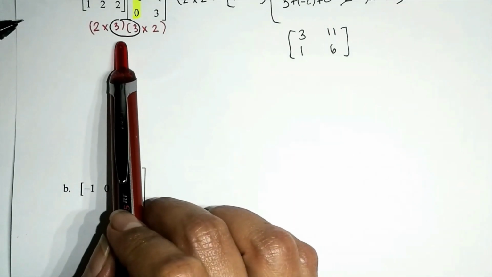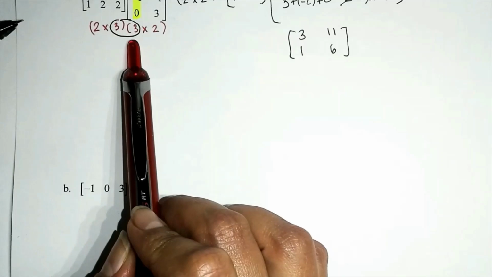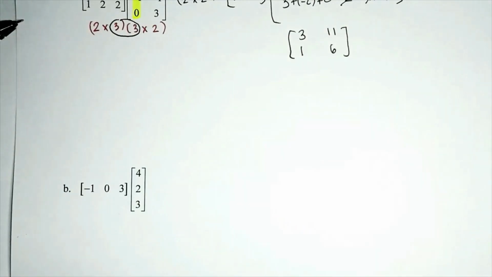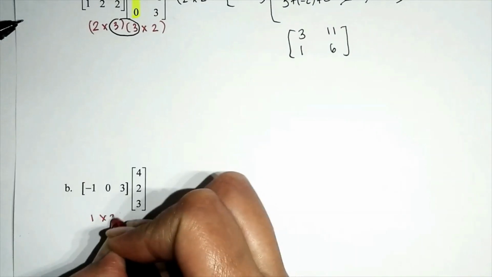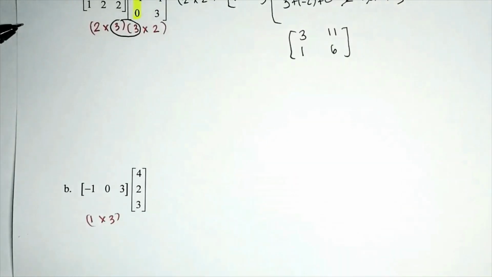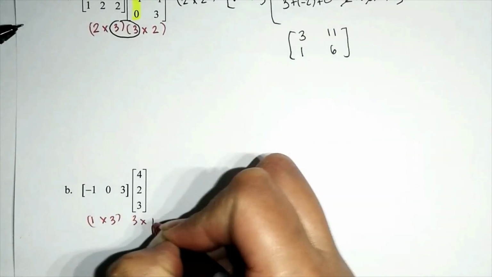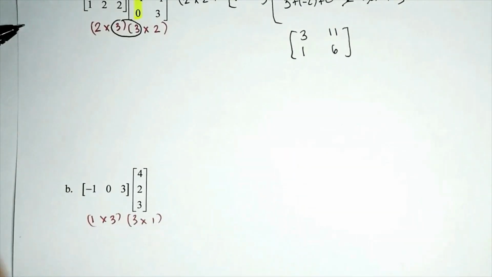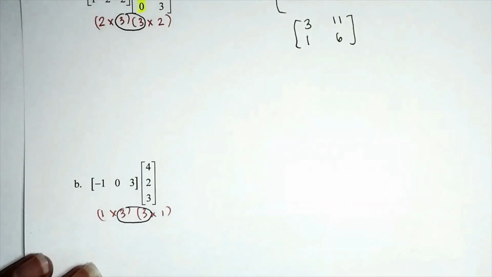So again, proper math words. I want to know, are the columns of the first matrix the same as the number of rows of the second matrix? So the first one has 1 row with 3 columns, so it's going to be a 1 by 3 matrix. The second matrix has 3 rows and 1 column. So I want to know, is this product defined? Are these insides the same? And the answer is yes.